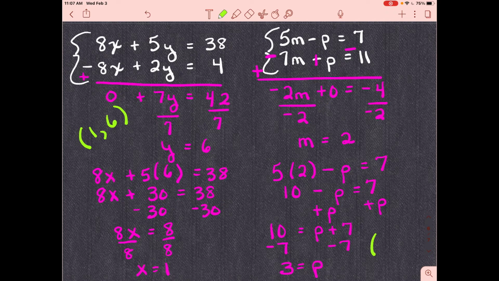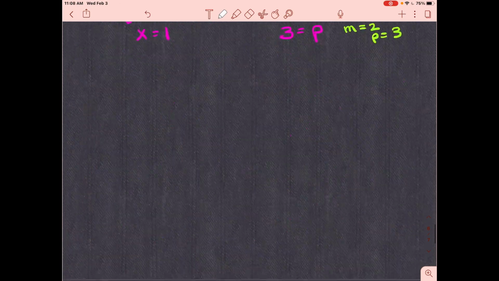LMNOP, so we'll put M first, that's 2, and P is 3. When in doubt, go ahead and just write this: M equals 2, P equals 3. That way there's no confusion over which is which. All right, let's do another one.